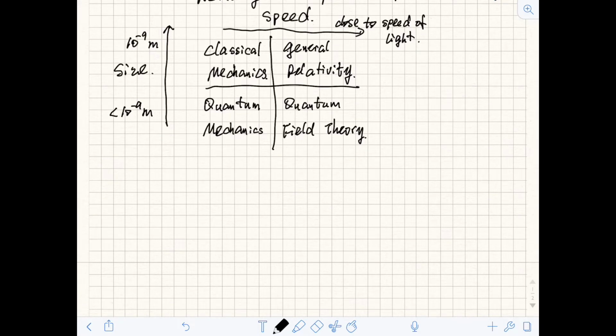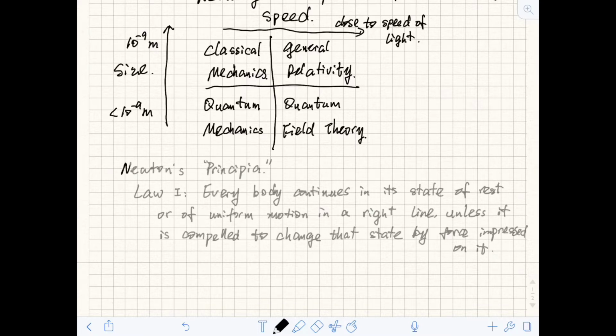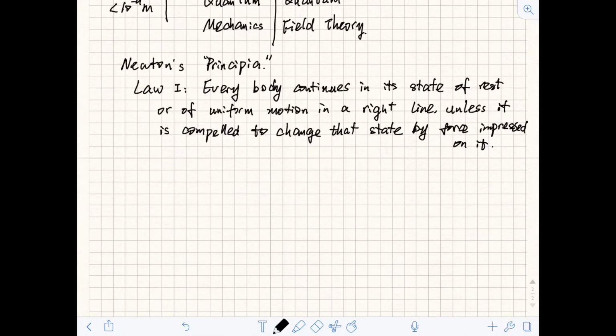So what are the three laws that Newton has proposed in his original Principia? Newton's first law says every body continues in its state of rest or of uniform motion in a right line unless it is compelled to change that state by force impressed on it. So if we're to simplify that and put in simple physics, if we have a zero force exerted on a body, then the body will have a zero velocity or have a constant velocity.